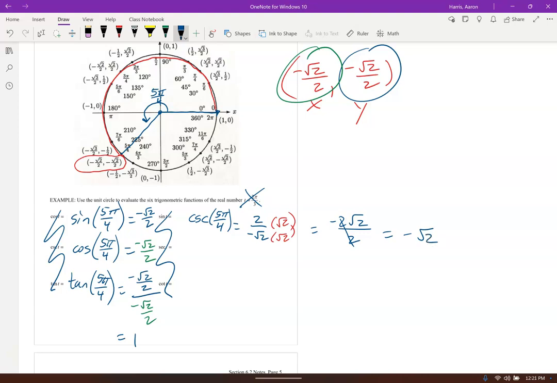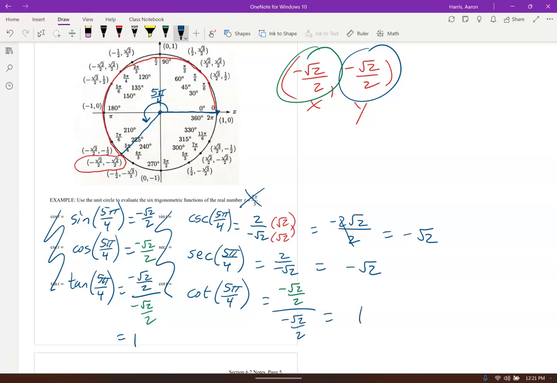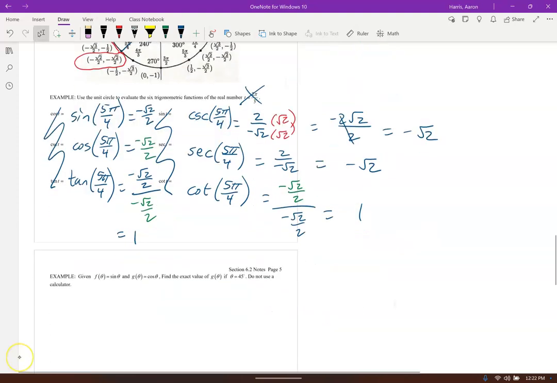The reciprocal of the cosine is the secant. So instead of negative root 2 over 2, it'll be 2 over negative root 2. And it's the same process, right? Notice it still ends up being negative root 2. And then finally the cotangent will flip. It would be the cosine over the sine. So 1. All right, so let's keep going here.